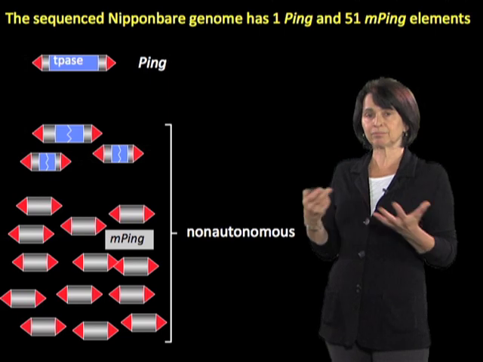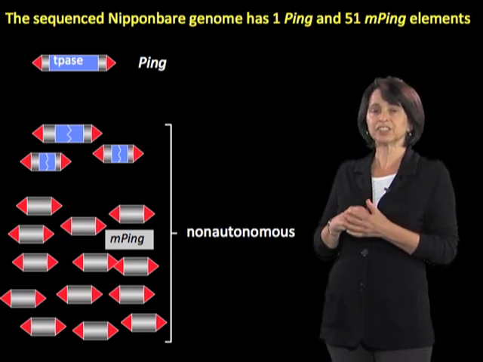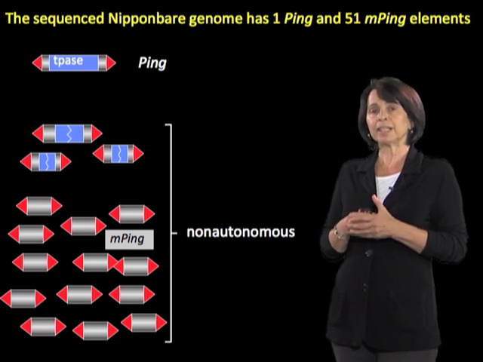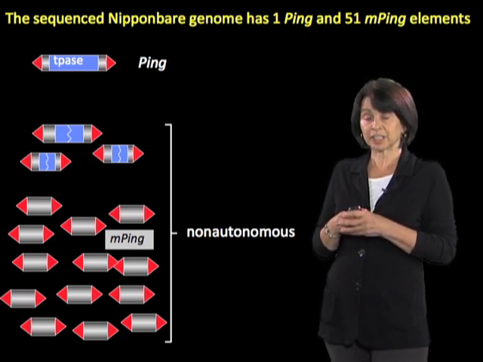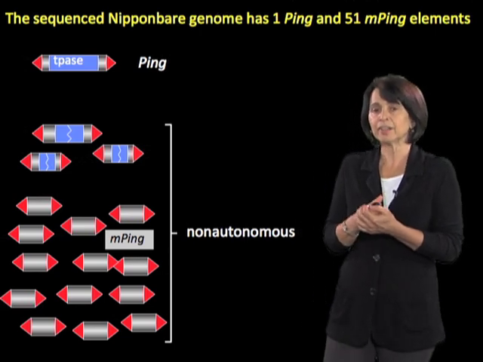So what I want to show you here is where Emping fits in. Emping is a MITE. It is a non-autonomous element, as are all MITEs. It doesn't code for anything. It's only 430 base pairs in length.